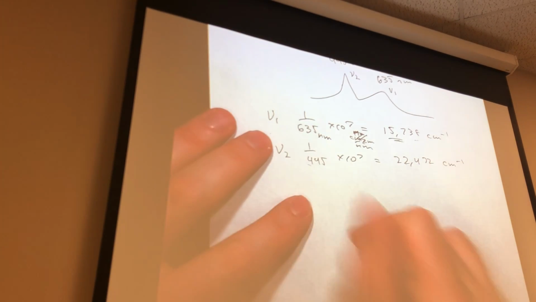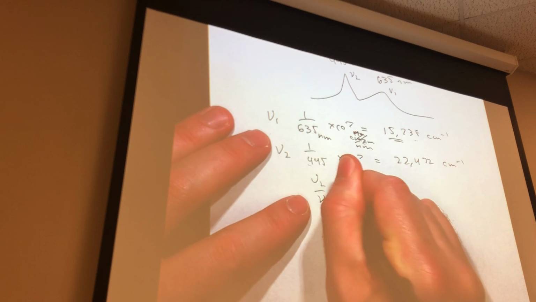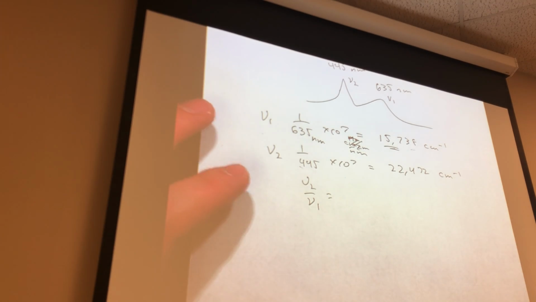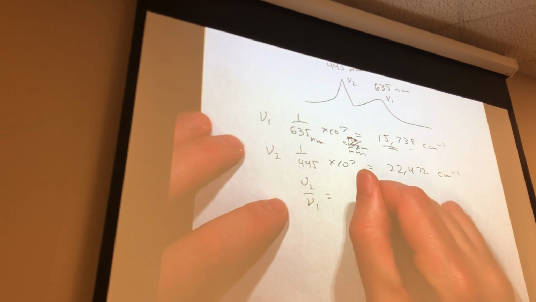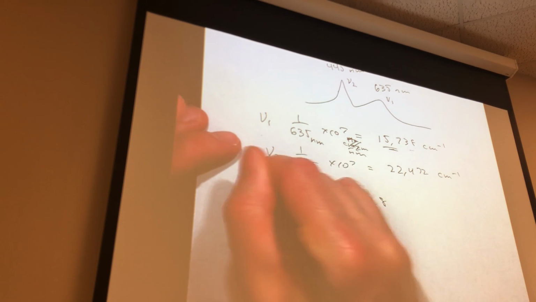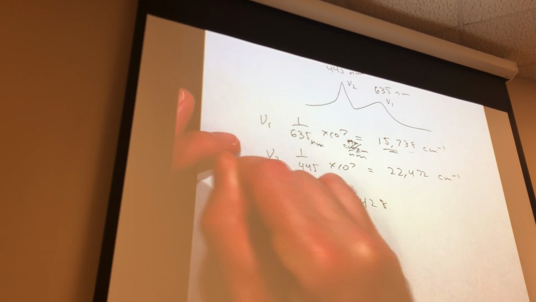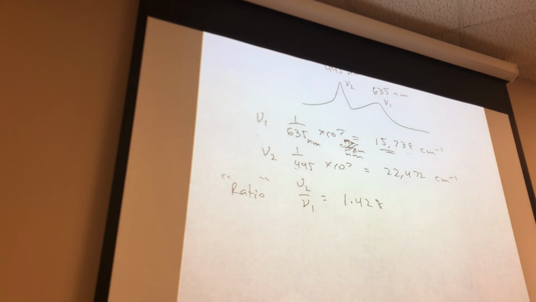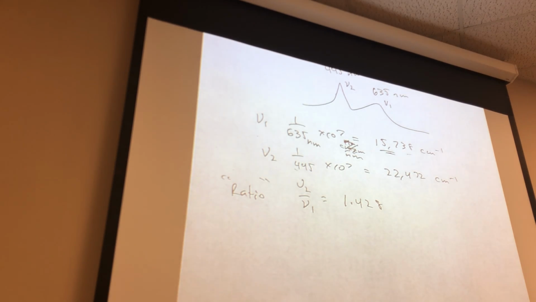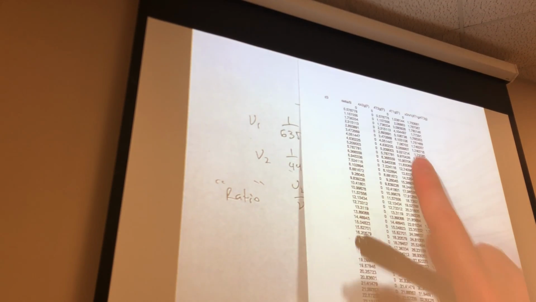So if I take frequency 2 over frequency 1, the big one over the small one, I find that the ratio is 1.428. This is what I call the ratio of the second to the first. And that's equal to this right-hand column.